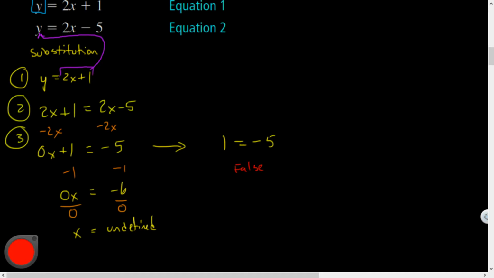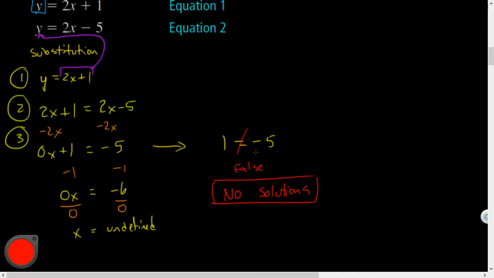So 1 is not equal to -5. Therefore, there are no solutions. So when your variables disappear and you end up with a false statement, you conclude that there's no solution. And actually, the same thing would have happened if I tried to solve using the elimination method.